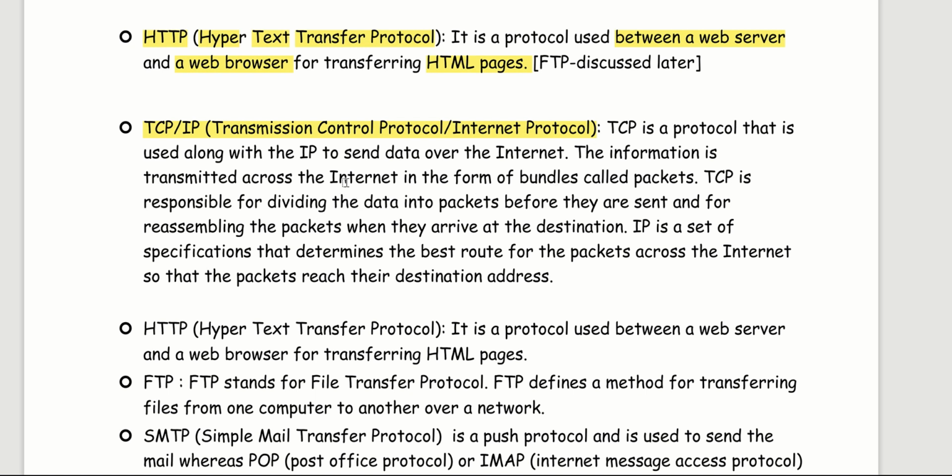The information is transmitted across the internet in the form of bundles called packets. TCP is responsible for dividing the data into packets before they are sent and for reassembling the packets when they arrive at the destination. Then IP is a set of specifications that determines the best route of the packets across the internet so that packets reach their destination address. So this is the work of TCP/IP. We have discussed this already.